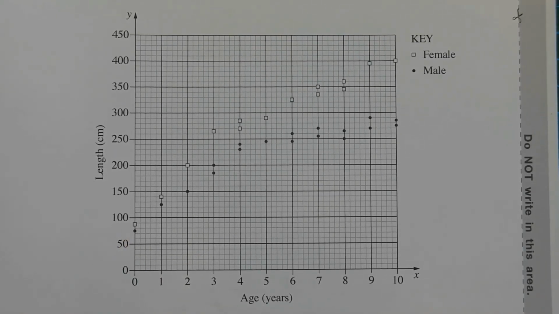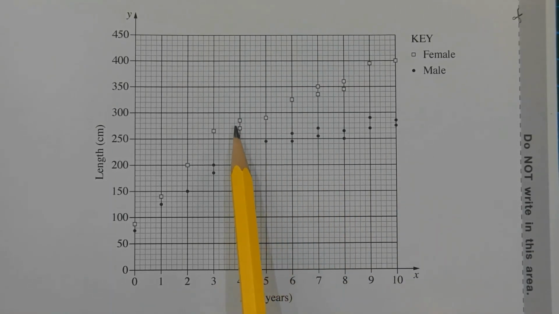But at the 10-year mark, female anacondas are significantly longer than male anacondas. And that's by virtue of the second point, that male anacondas don't grow much longer after the 4th year, whereby female anacondas continue to grow at roughly the same rate.